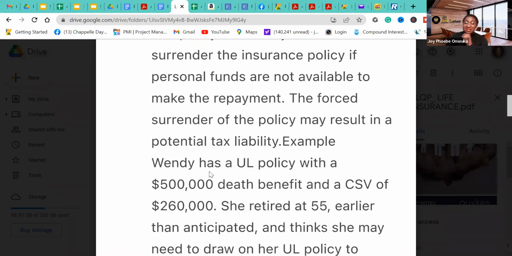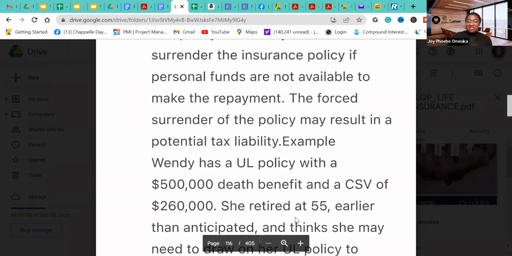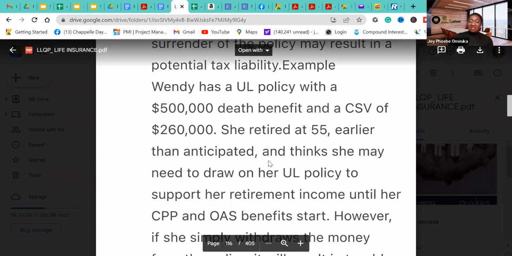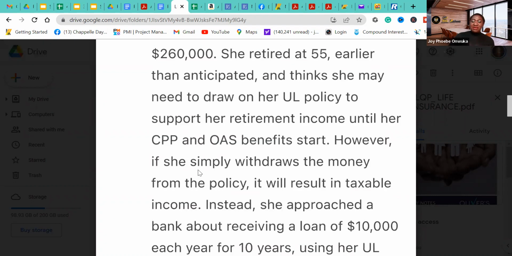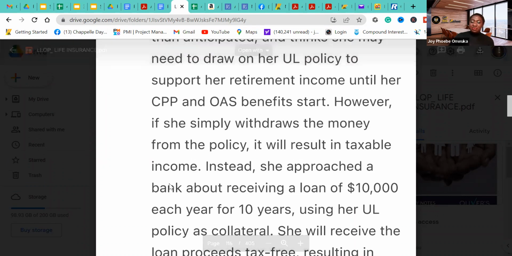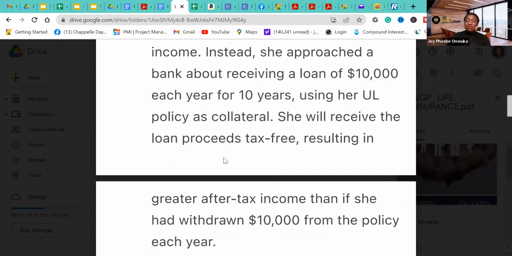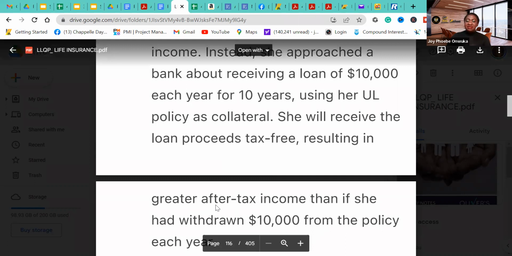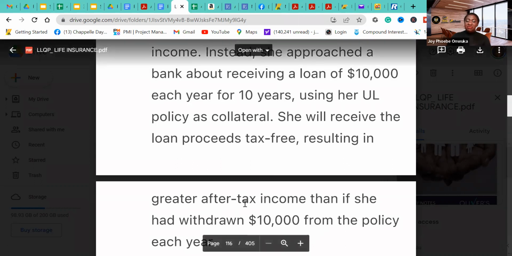For example, Wendy has an LLQP policy with a 500,000 death benefit and a cash surrender value of 260,000. She retired at age 55, earlier than anticipated, and thinks she may need to withdraw from her LLQP policy to support her retirement income until her CPP and OAS benefits start. However, if she simply withdraws the money from the policy, it will result in taxable income. Instead, she approached a bank about receiving a loan of 10,000 each year for 10 years using her LLQP policy as collateral, and she will receive the loan proceeds tax-free, resulting in greater after-tax income than if she had withdrawn 10,000 from the policy each year.